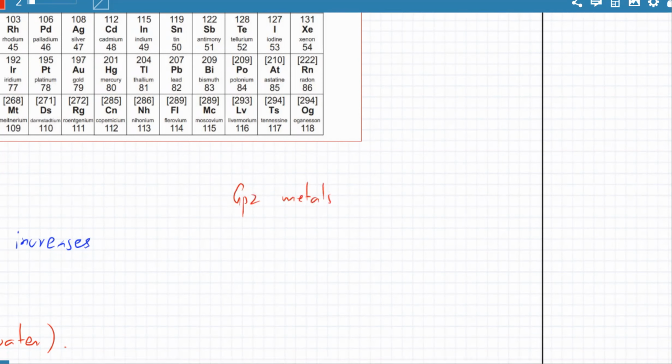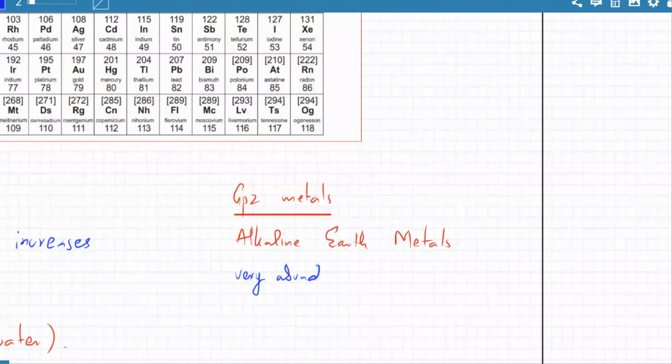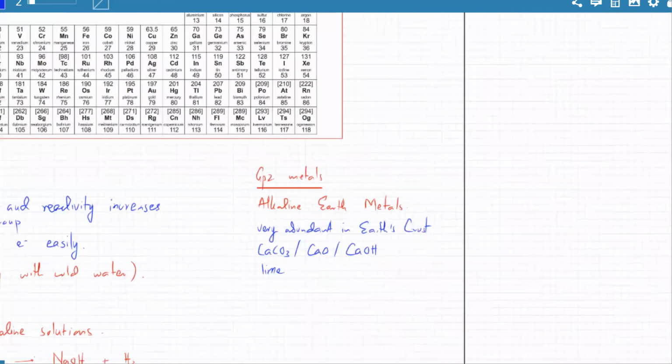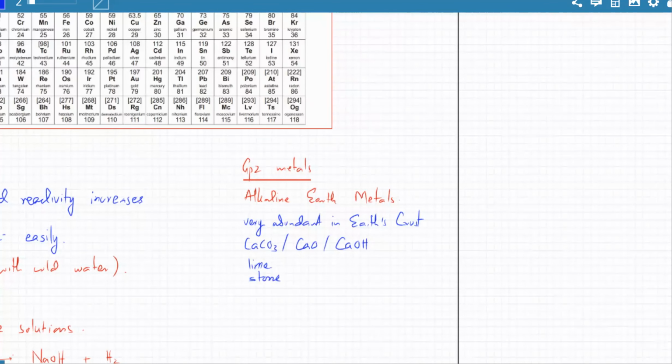Now group two metals. Group two metals are referred to as alkaline earth metals. The reason they're known as earth metals is because they're very abundant in the earth's crust. You've got a number of them like calcium carbonate, which is limestone. Do you remember we used it for acid rain? Calcium hydroxide, oxide or calcium hydroxide. So this is known as limestone. And this one over here is known as lime. So very abundant in the Earth's crust.